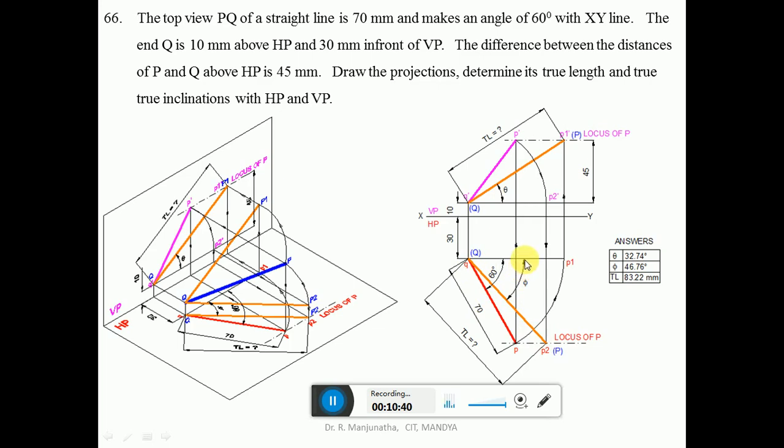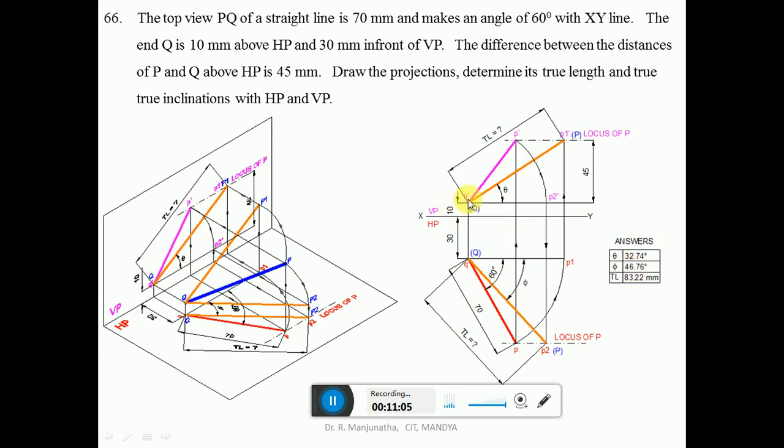Denote this angle as phi. Using the protractor, you measure the angle with respect to HP, which is theta, which will be 32.74 when you are doing it in CAD, and 33 when you are doing it manually. And using the protractor, you measure the angle with respect to VP, which is phi, which will be 47 degrees when doing it manually, and 46.76 degrees in the computer.